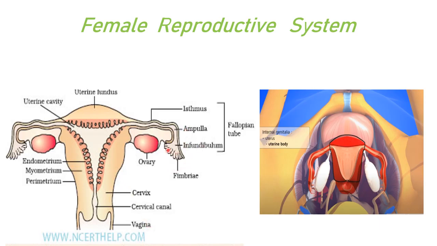In the fallopian tube, the funnel-shaped structure is called the infundibulum. Its finger-like projections are called the fimbriae. They collect the ovum from the ovary. The middle part of the fallopian tube is called the ampulla, and the innermost part, the last part, is called the isthmus. It is short and thick-walled, connecting the ampulla to the uterus.